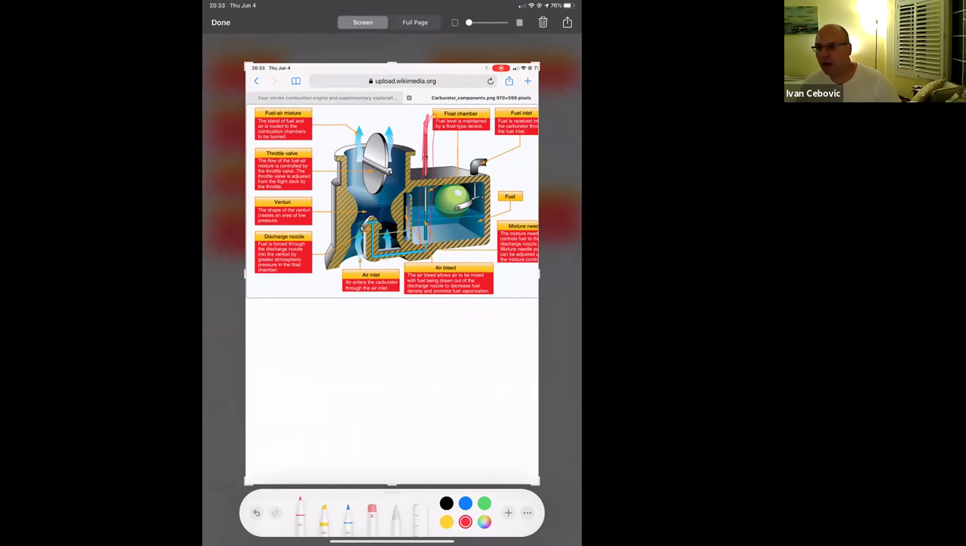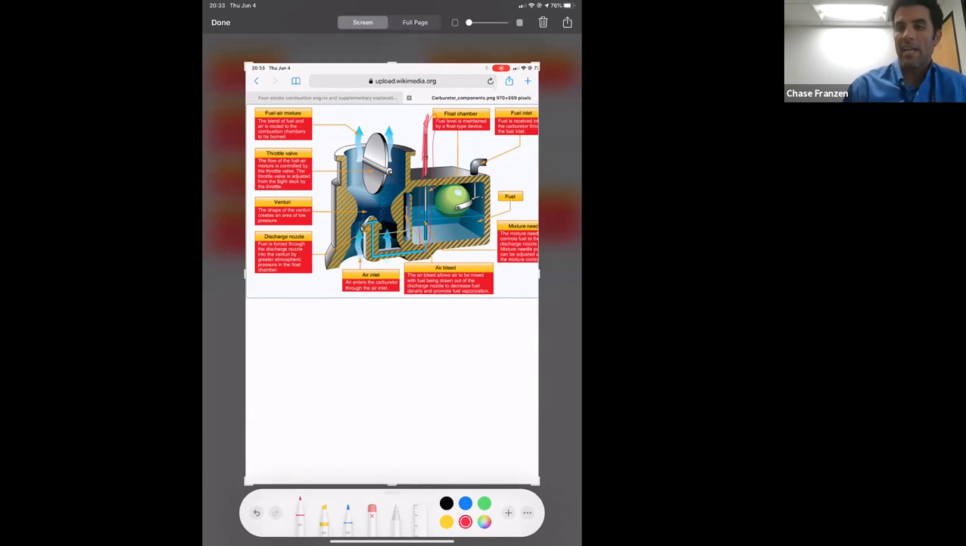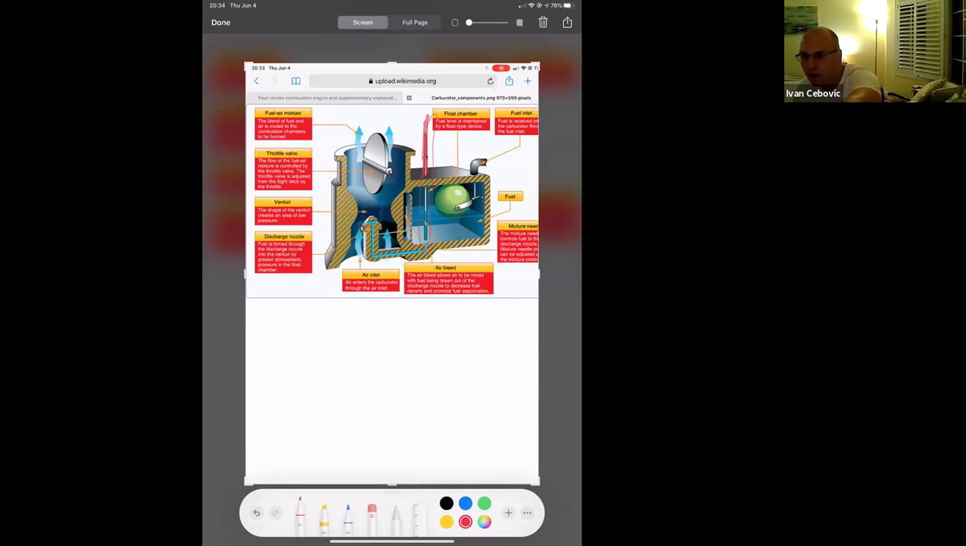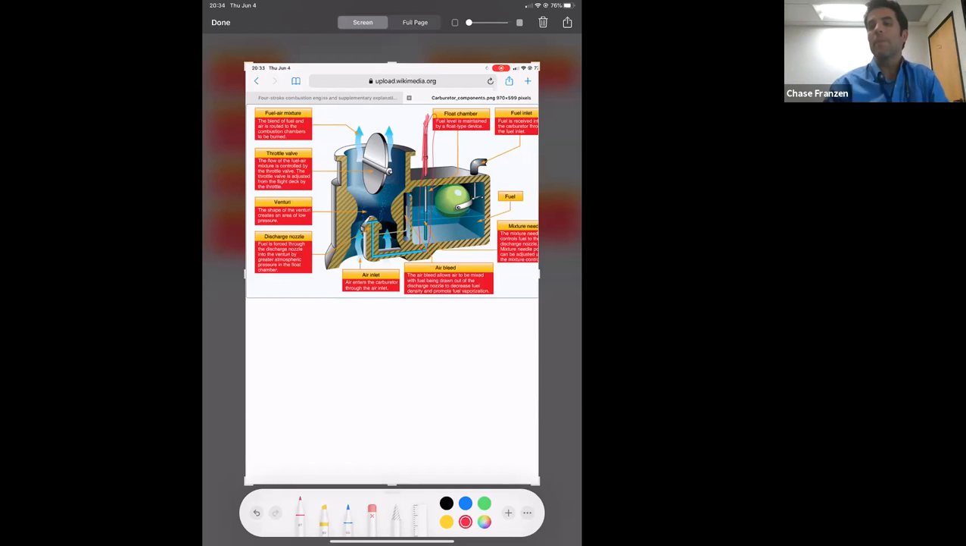Can you just tell me what does this do in general? So this is the carburetor. It introduces fuel and air into the throttle, into cylinders. Okay. And this valve kind of puts it in and out, right? Like you close this valve. So let me just explain the whole system.